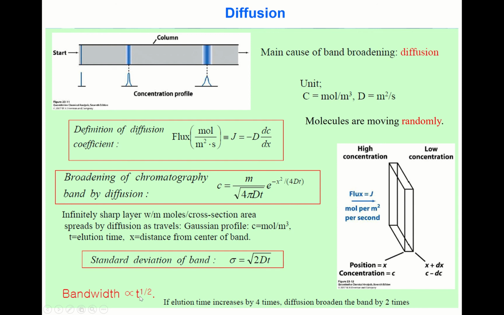Square root of time. Okay, so if elution time increases by 4 times, diffusion broadens the band by 2 times. Okay, although you increase time 4 times, actually sigma increases by only 2 times.